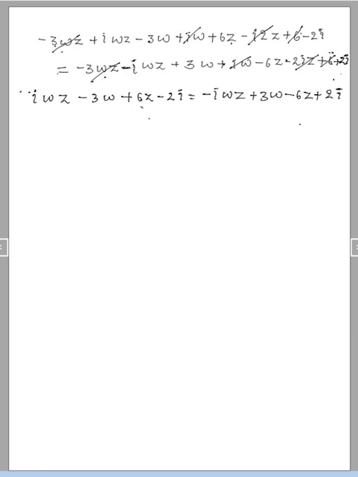So I am shifting these two terms to the right hand side, and I am shifting these two terms to the left hand side. So as we have the same term, it becomes 2 times IWZ, minus 3W becomes minus 6W. It is equal to 4I, 2 plus 2 is 4I, and minus 6 becomes minus 12Z.